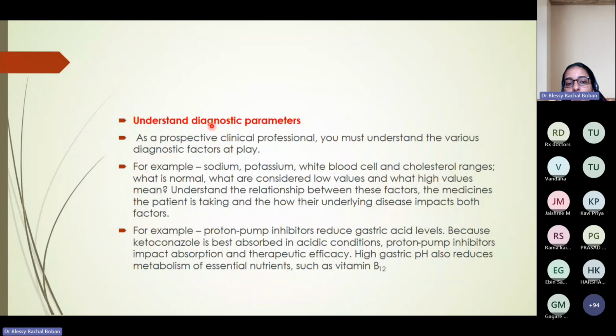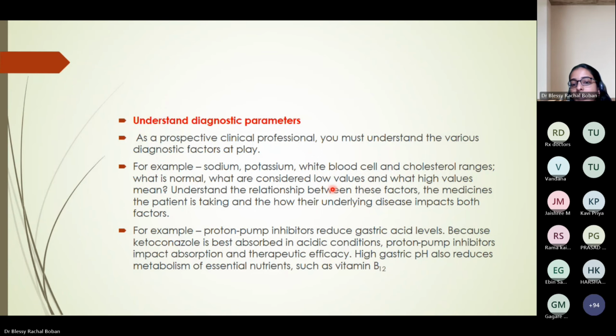And you have to go with the proper diagnostic parameters also. Here you can see some examples: sodium, potassium, WBC, cholesterol ranges. One of the trending topics these days is that you have to go with lab values. I'm not telling you to memorize all these lab values by heart, not like that.